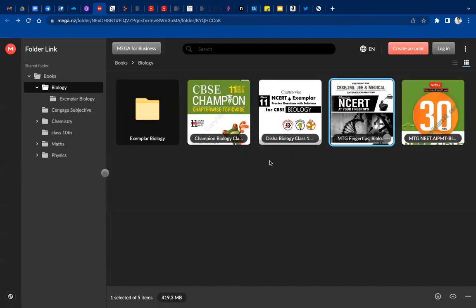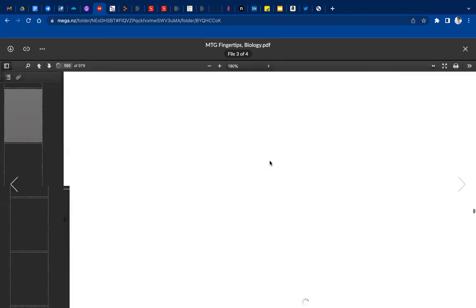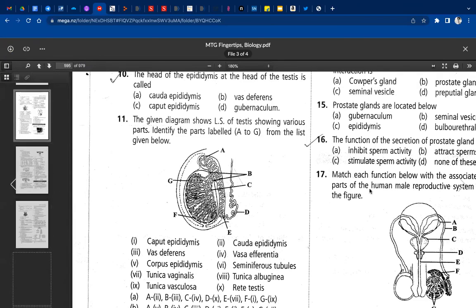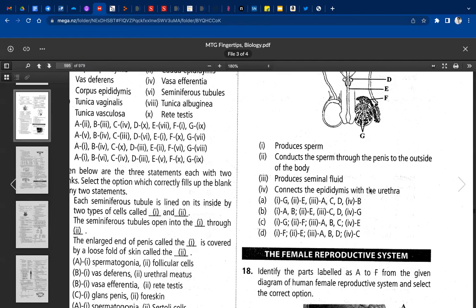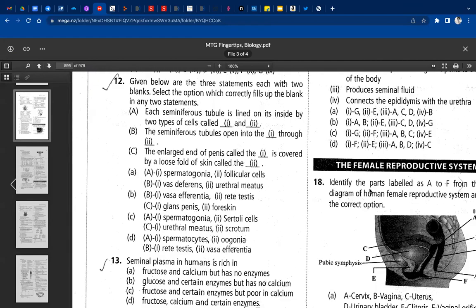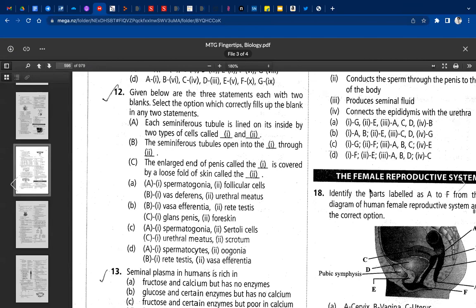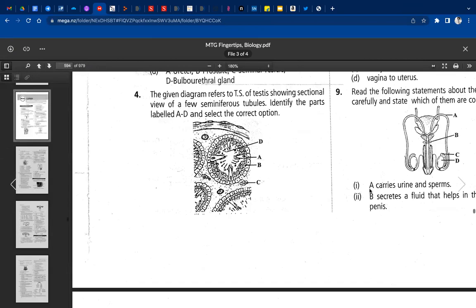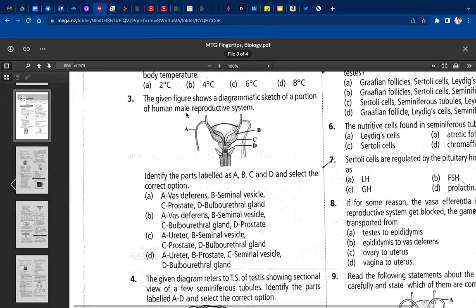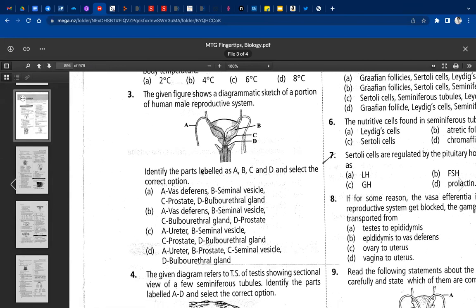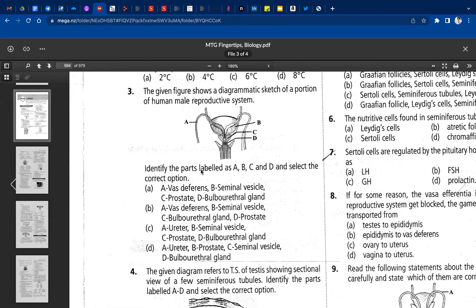And I hope this time all of you will do your best. Oh, I'm so sorry. Maybe. Yes, perfect. So Arpit, will you please read? There was one more question which I wanted you to read. Yes. Question number 3. The given figure shows a diagrammatic sketch of a portion of a human male reproductive system. Identify the part labeled as A, B, C, and D and select the correct option. Time starts now.